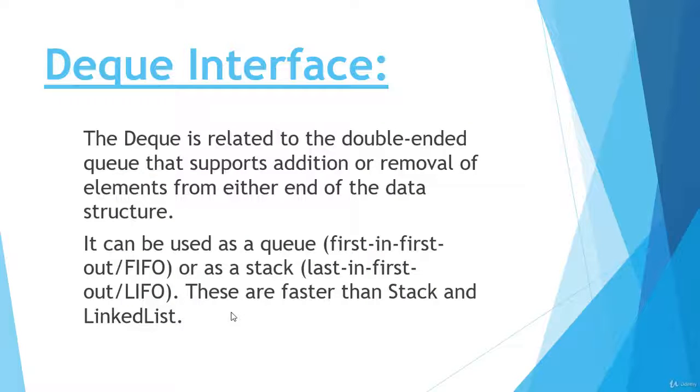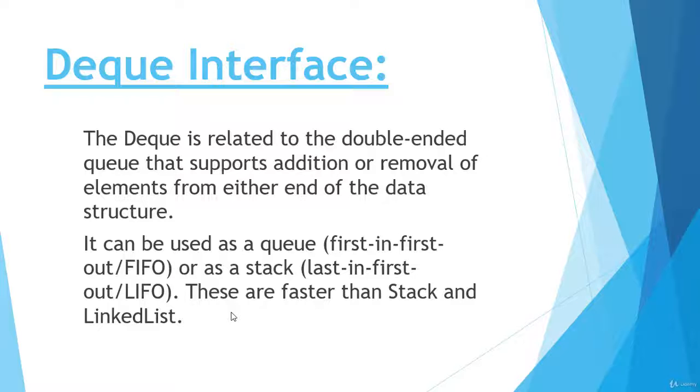The Deque is a double-ended queue that supports addition and removal of elements from either end of the data structure. It can be used as a queue, with the first in first out FIFO rule, or as a stack, last in first out LIFO. These are faster than the stack and the linked list. Basically, Deque is a double-ended queue, meaning we can add elements at the tail and also remove elements from the tail, and in a similar way we can also add an element at the head and remove an element from the head.